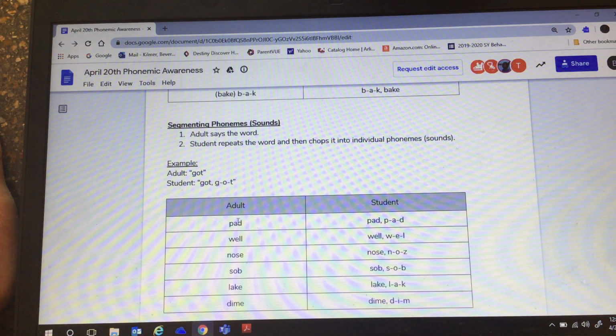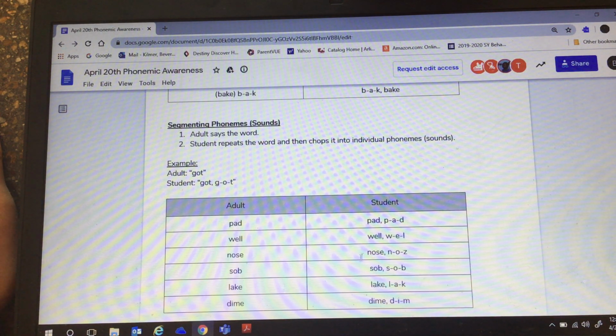Okay, I'll do another one. The adult says "pad." The student says "pad, p-a-d." Okay. The adult says "well." The student says "well, w-e-l." The adult says "nose." The student says "nose, n-o-s."